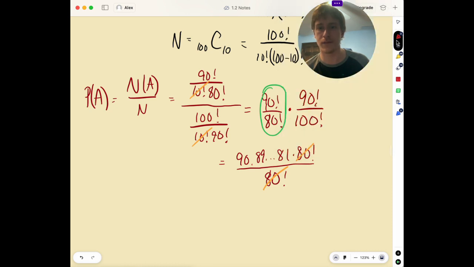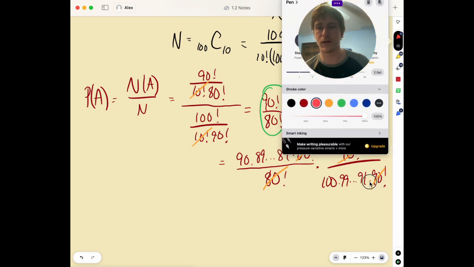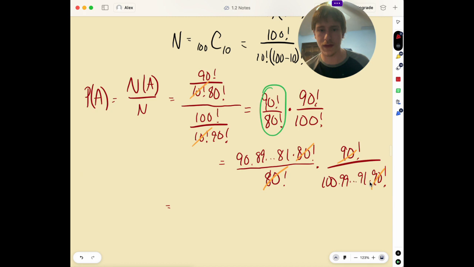Now the second term is going to be very similar. We're going to have 90 factorial divided by 100 times 99, all the way down to 91 times 90 factorial. Okay, so the 90 factorials are going to cancel. Okay, so after some simplification, we get that this is basically 90 times 89 all the way down to 81 divided by 100 times 99 all the way down to 91. Okay?